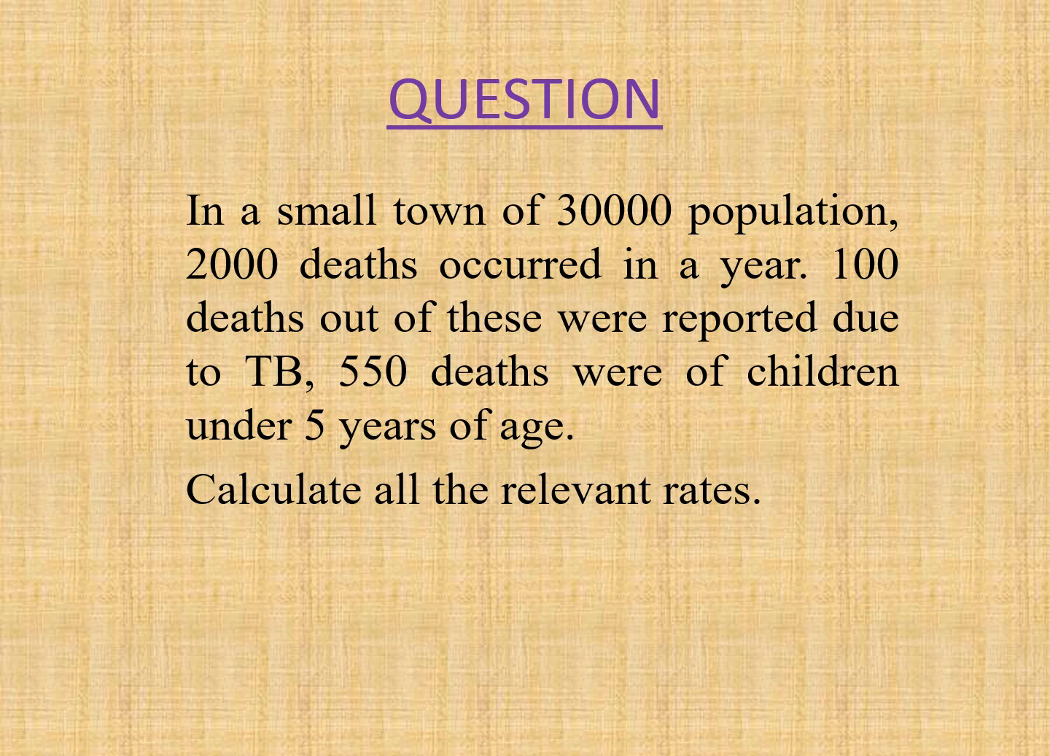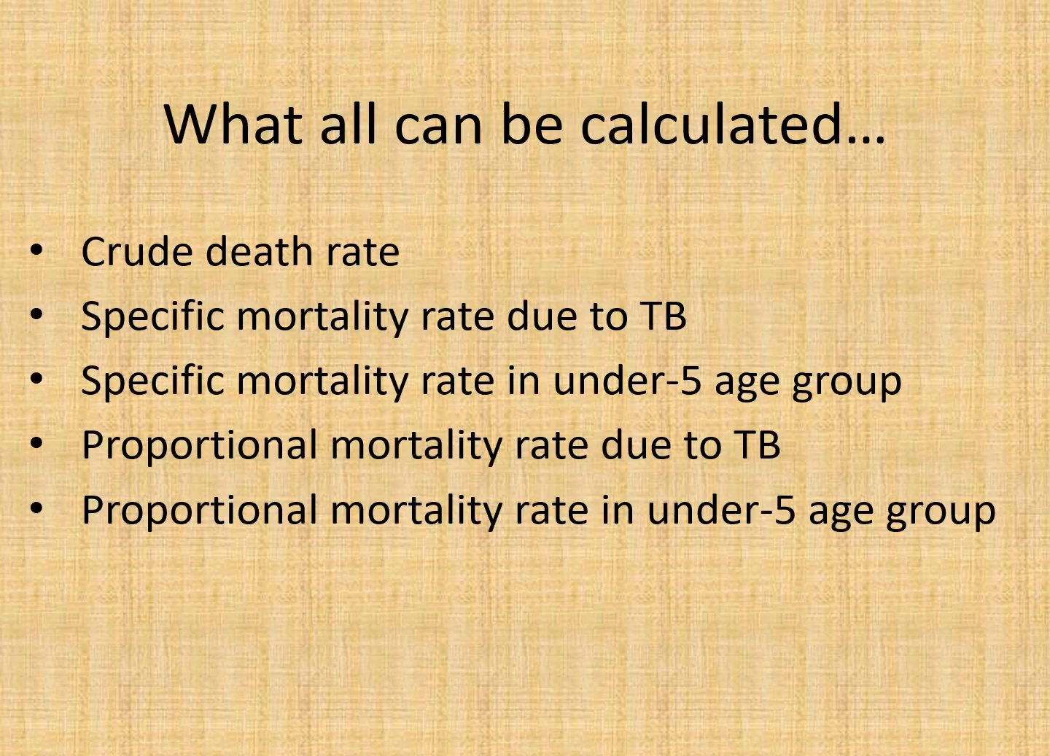In a small town of 30,000 population, there are a total of 2,000 deaths in 1 year. Among these, 100 deaths were reported due to tuberculosis. 550 deaths were of children under 5 years of age. What are the different rates we can calculate from the above scenario? We can calculate crude death rate, specific mortality rate due to tuberculosis, specific mortality rate under 5 years of age, proportional mortality rate due to tuberculosis, and proportional mortality rate under 5 years of age.